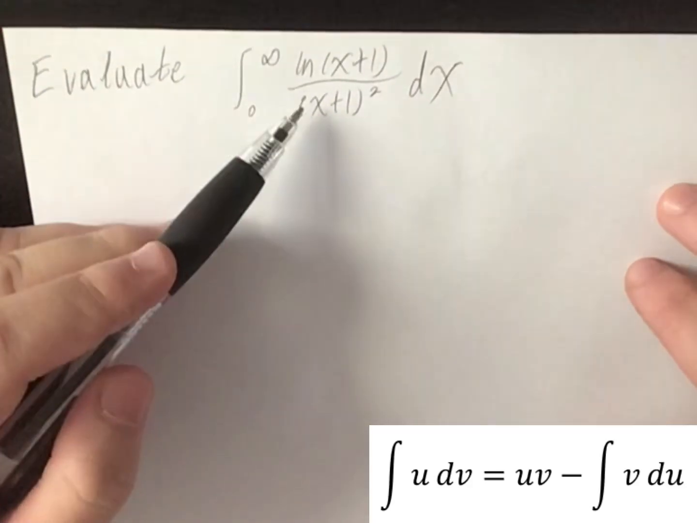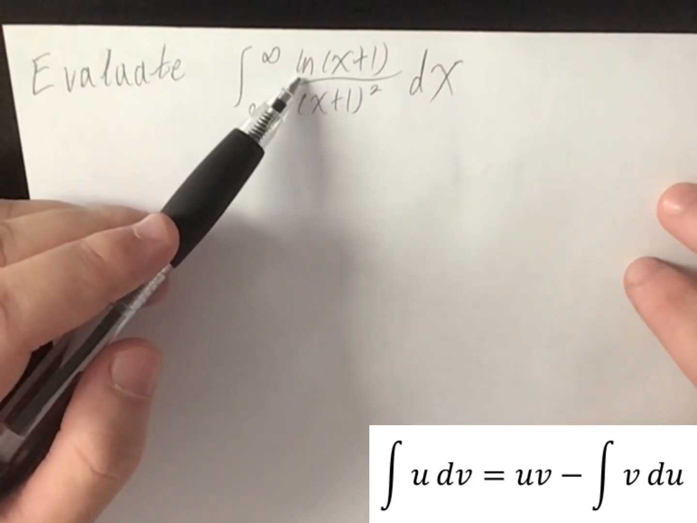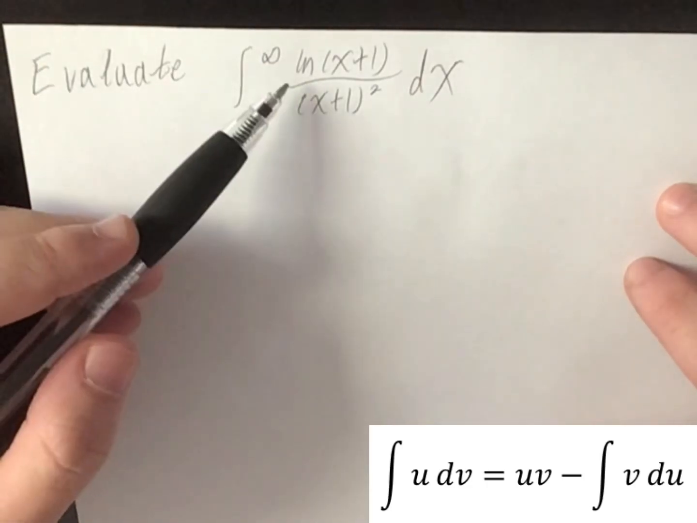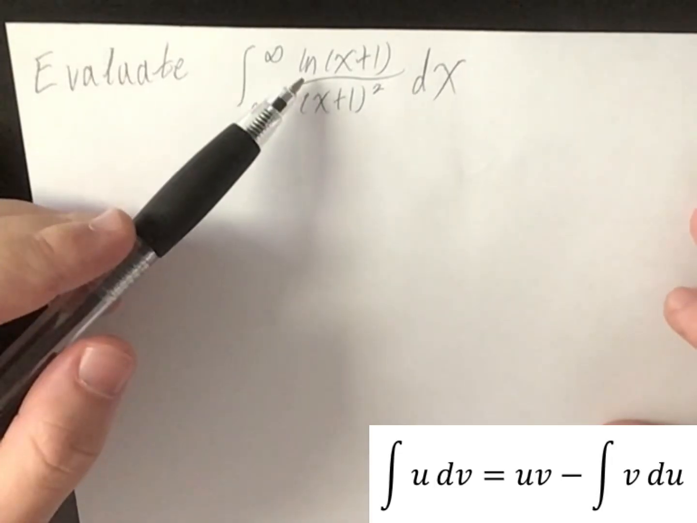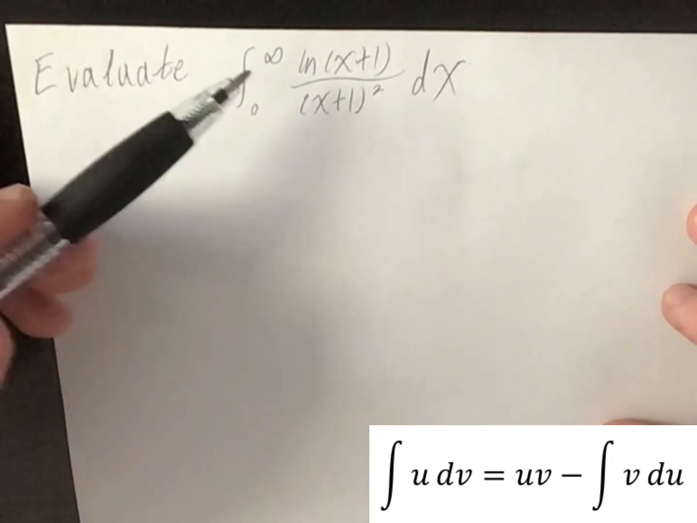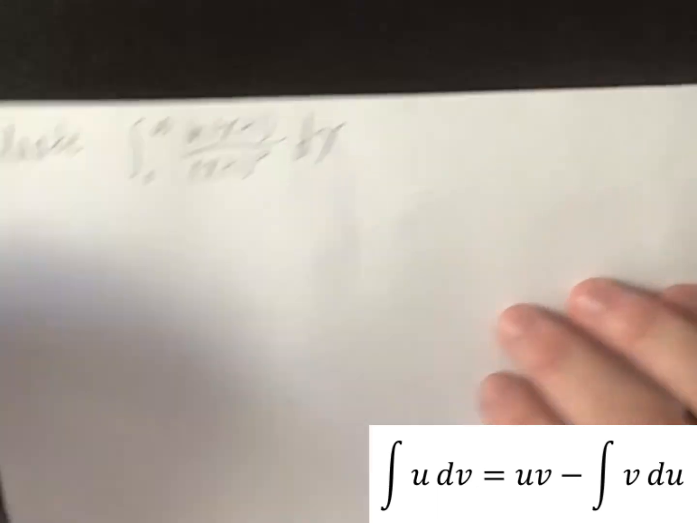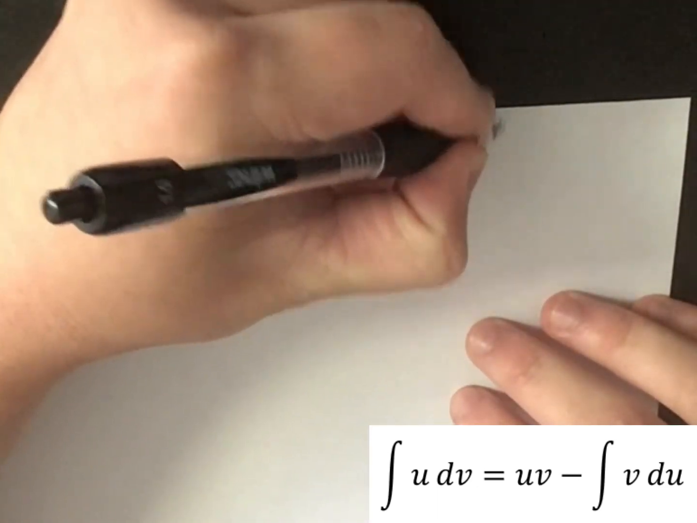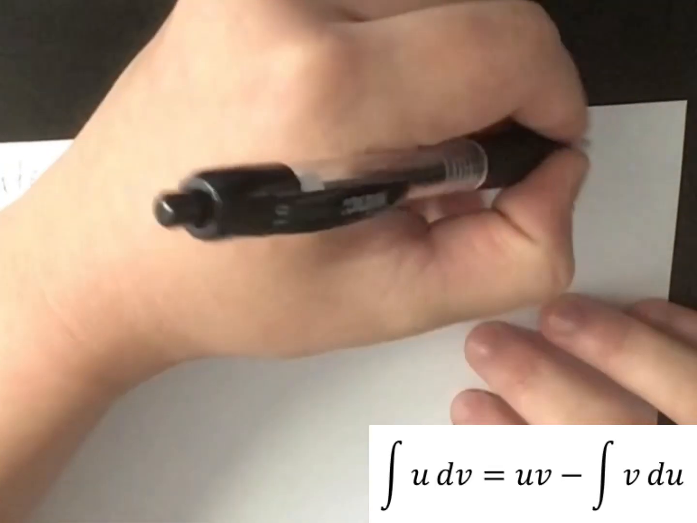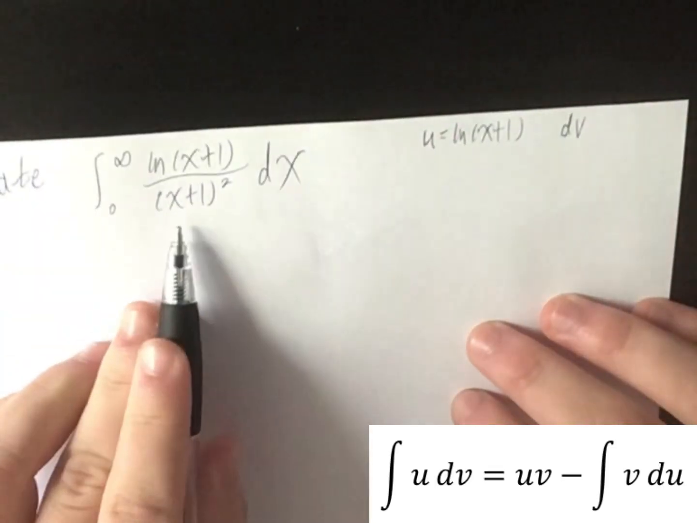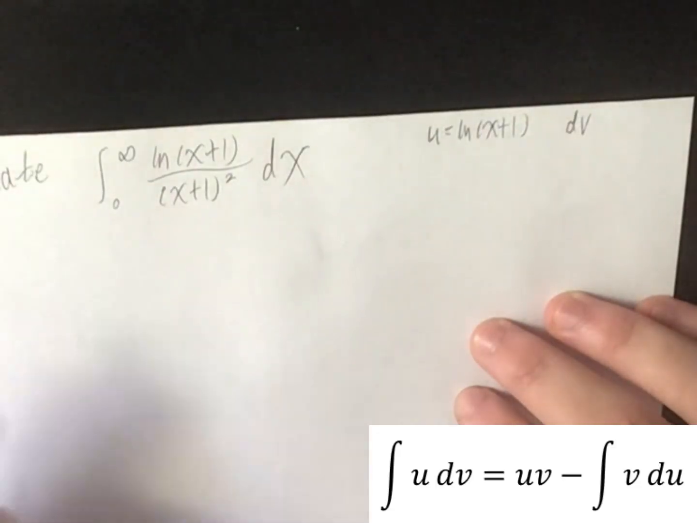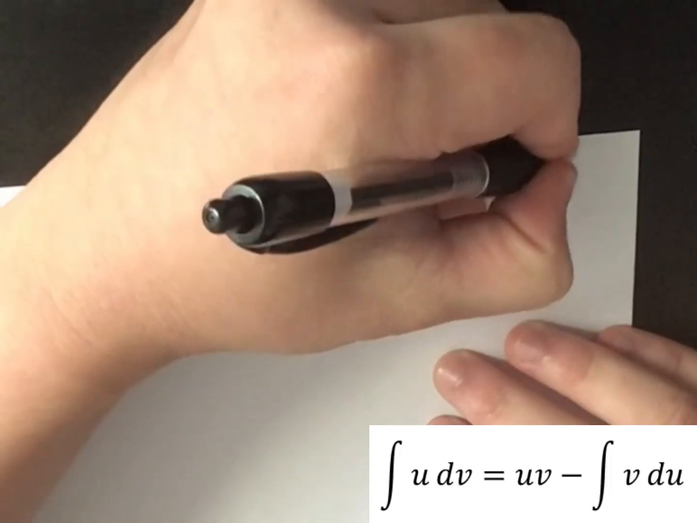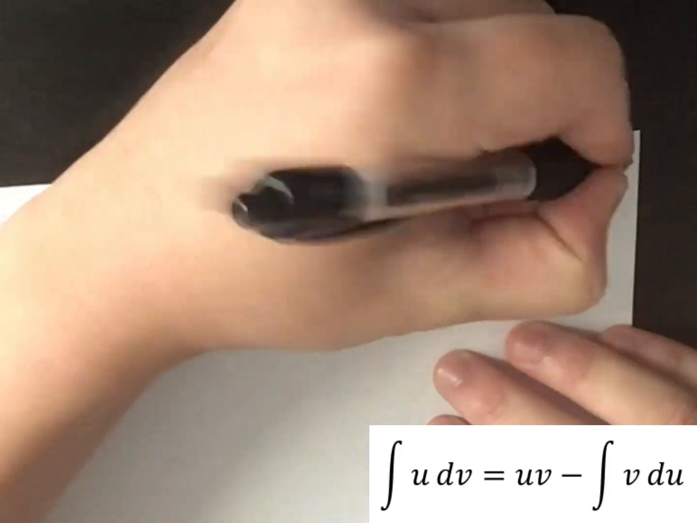And as I said, with the LIATE rule, you should choose ln as the u, because L is before A, and besides, you don't know what the integral of ln is, so you can only choose it as u. So let's now just do it. u is ln of x plus 1, and dv. This thing divided by it just means multiply it by the negative power. So it's x plus 1 to the power of negative 2 dx.